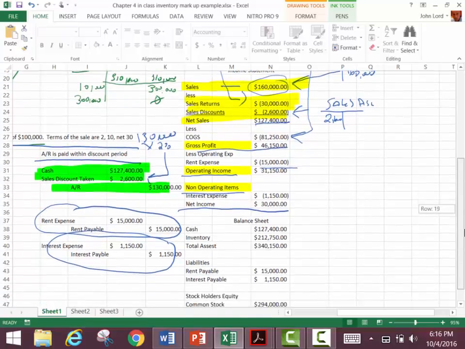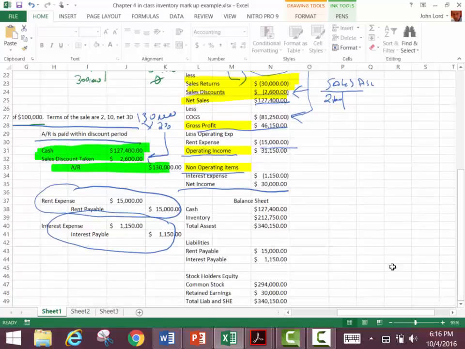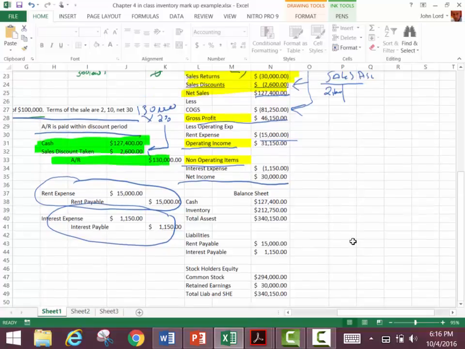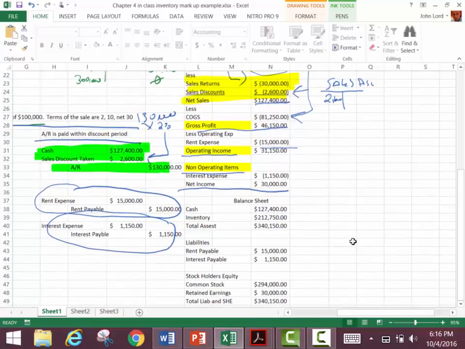Then we just pull our balance sheet accounts. We have our cash and our inventory, which gives us our total assets. We have our liabilities: our rent payable, which came from right there, and our interest payable, which is right there. Our stockholders' equity is our common stock, which didn't change from the beginning of the year. And then we have retained earnings of 30,000, which equals our net income because I'm assuming this is the first year of operations. And they weren't paying any dividends here.